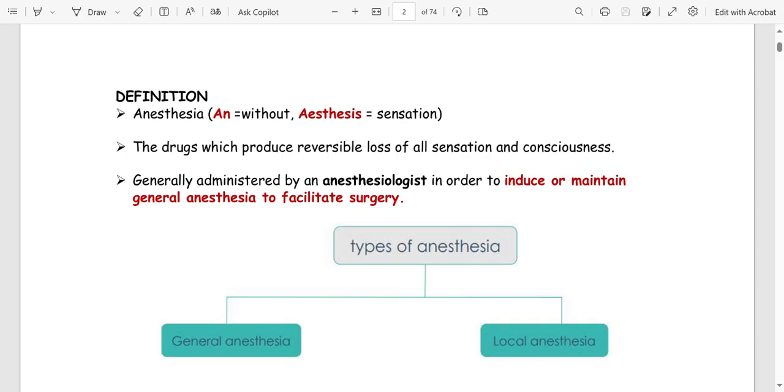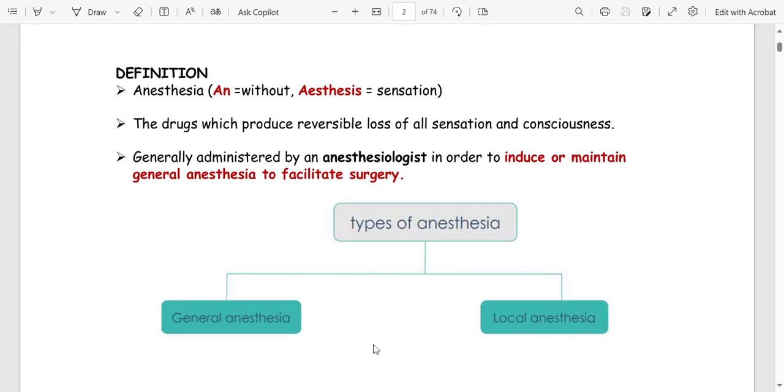There are people who are specifically trained, the anesthesiologists, who are able to administer anesthesia. When anesthesia is being administered, the first aim is to induce anesthesia and then to maintain it. To induce is to start the process of stopping all sensations and consciousness, and then also to maintain. So the anesthesiologist will be able to do that job.